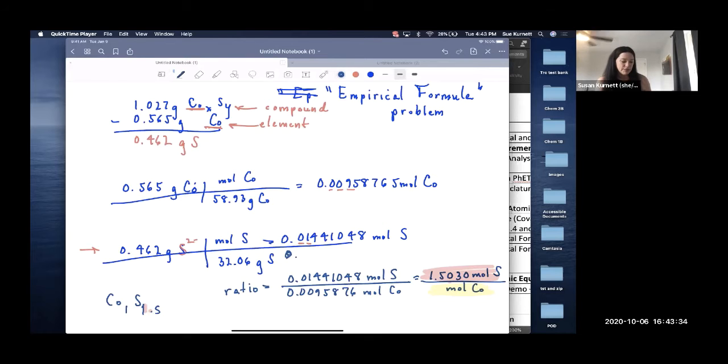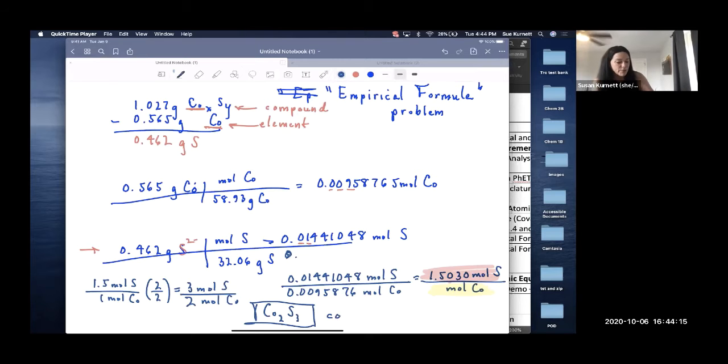So what I need to do is take this ratio that I came up with, 1.5 moles of sulfur for every 1 mole of cobalt, and multiply it by 1 in the form that brings it to whole numbers. So I can multiply anything by 1. I'm going to multiply this by 2/2. And when I do that, 1.5 times 2 is 3 moles of sulfur. 1 times 2 is 2 moles of cobalt. And now I have the ratio for the formula. There's 2 cobalt atoms for every 3 sulfur atoms. This must be Co2S3.